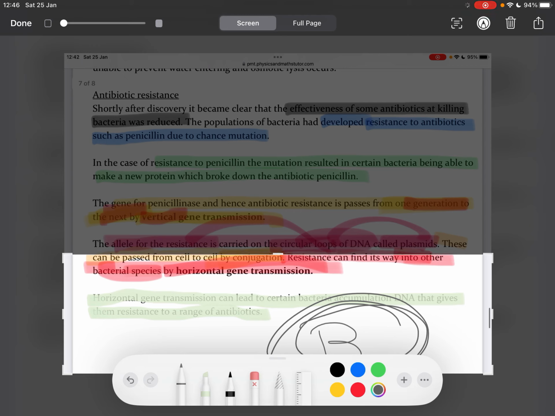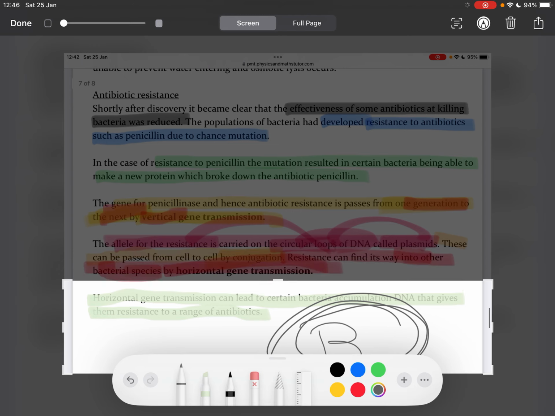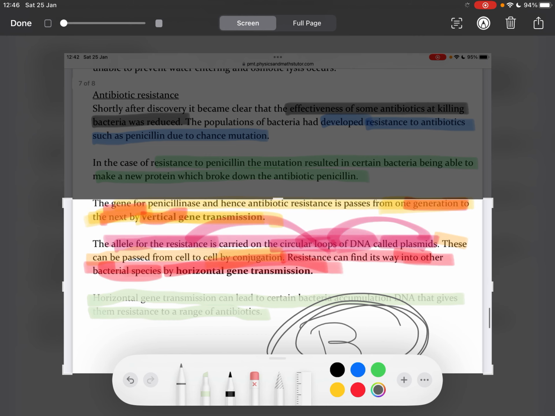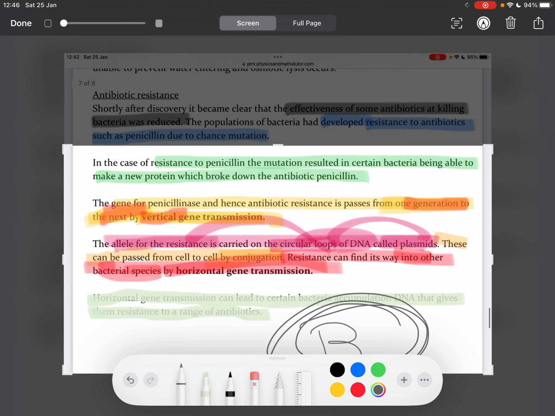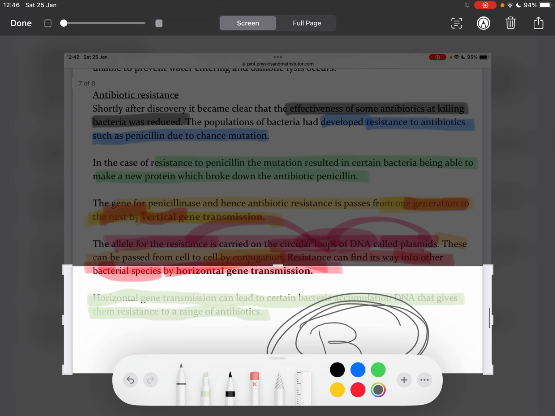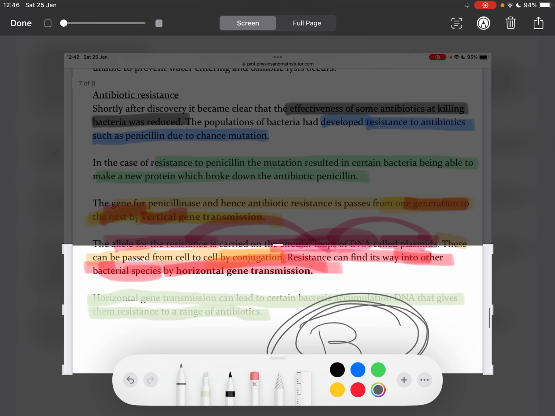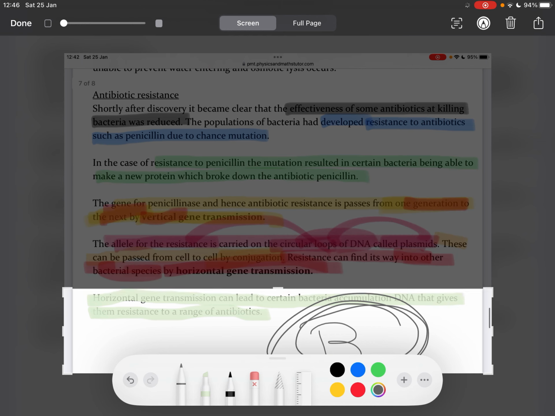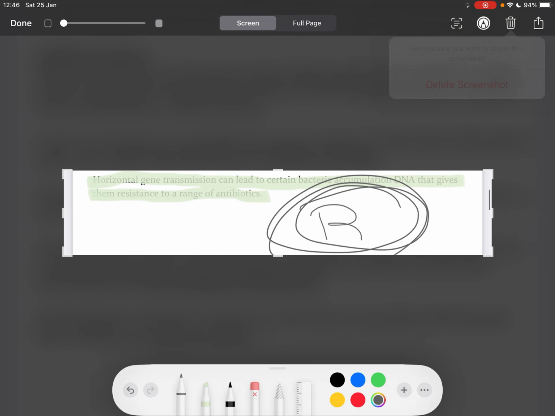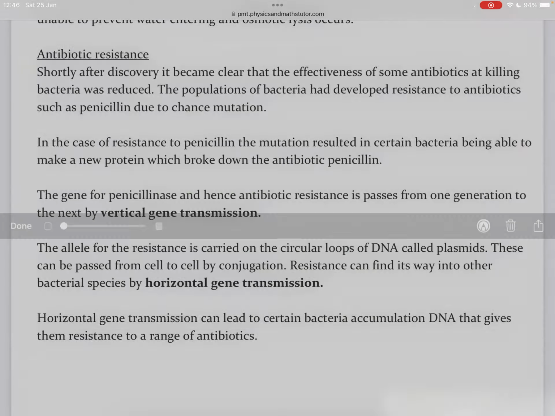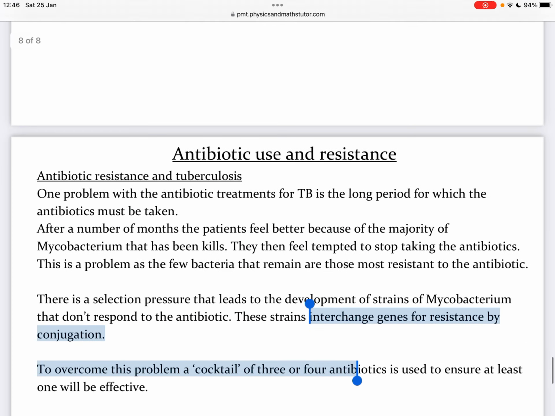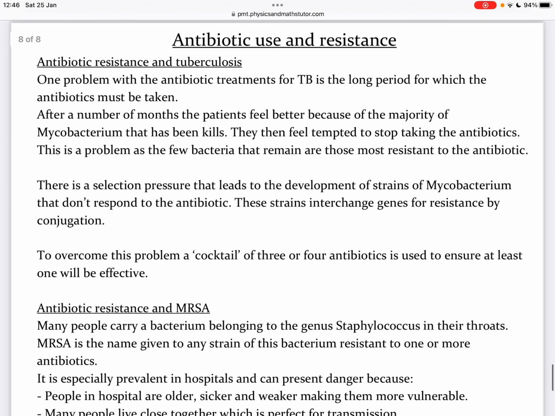Resistance can find its way into other species by horizontal gene transmission. Being passed by conjugation can also happen with vertical gene transmission, which is basically from one generation to another. Vertical and horizontal gene transmission can lead to certain bacteria accumulating DNA that gives them resistance to a range of antibiotics. Last thing before we finish this chapter is basically antibiotic use and resistance.